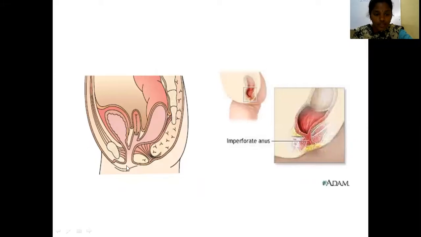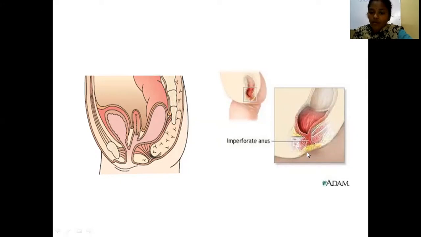See, this is the picture showing the cloaca, the common opening channel for the bladder, urinary tract, and this is the uterus for the genital reproductive system, and the rectum. So the cloaca is the common channel. A persistent single opening indicates cloacal malformation.